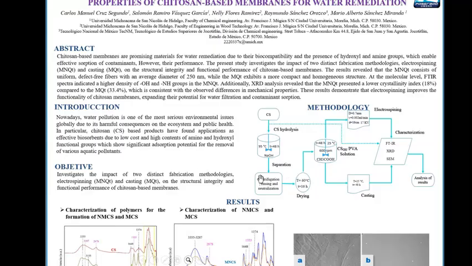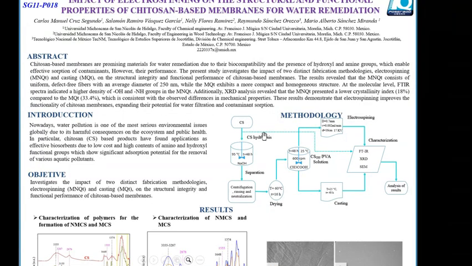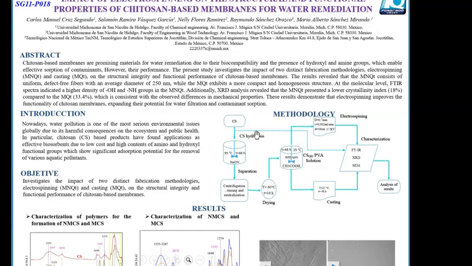Due to the above, the present research aims to investigate the impact of two distinct fabrication methodologies: electrospinning to obtain a nanostructured membrane and casting to obtain a membrane, on the structural integrity and functional performance of chitosan-based membranes.